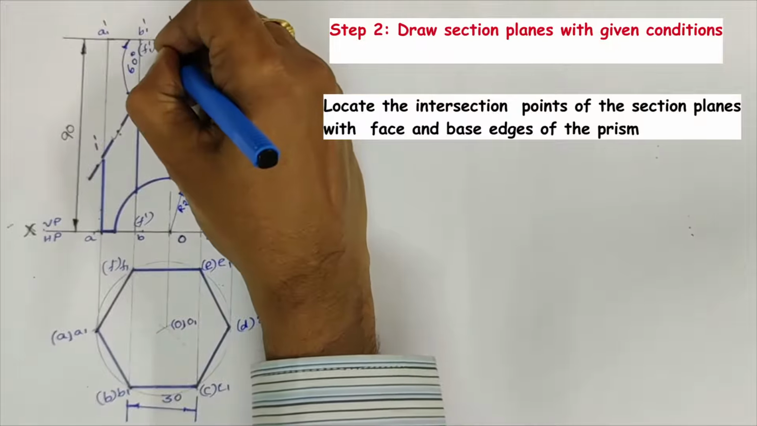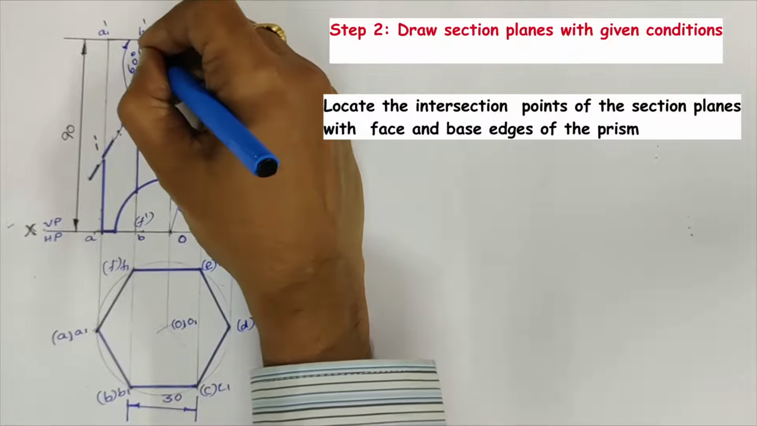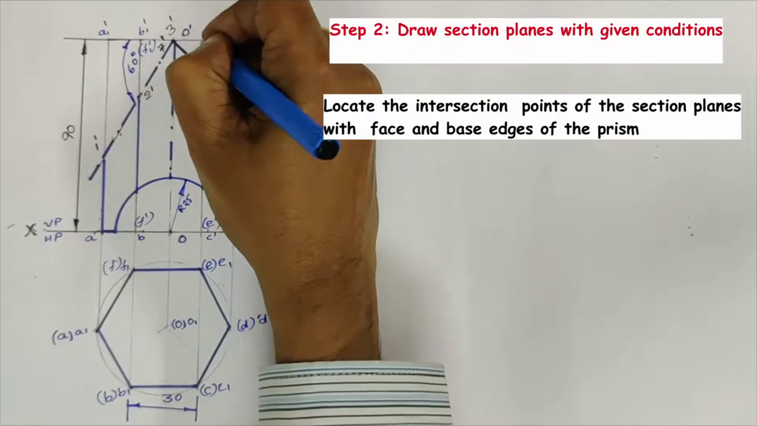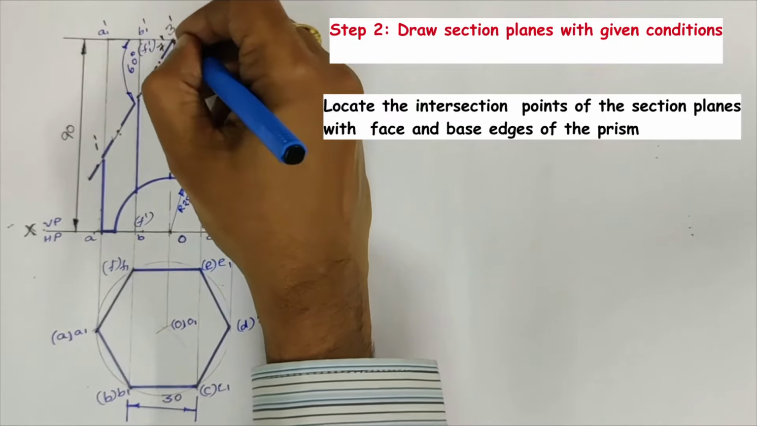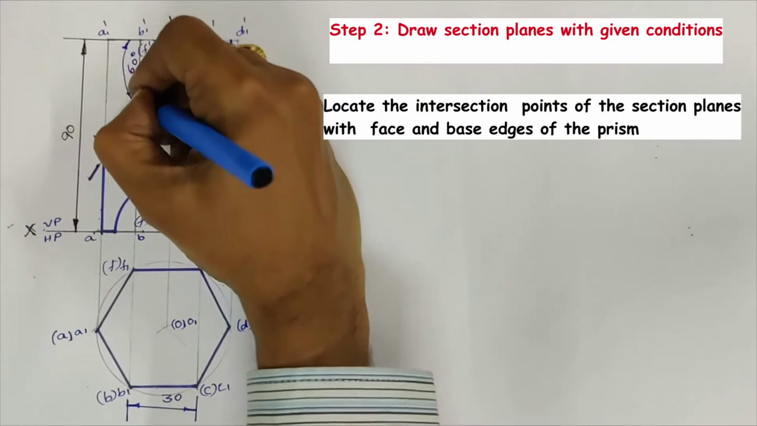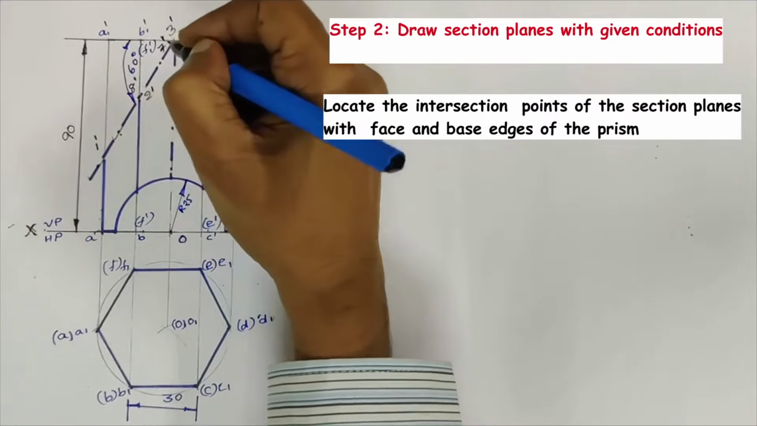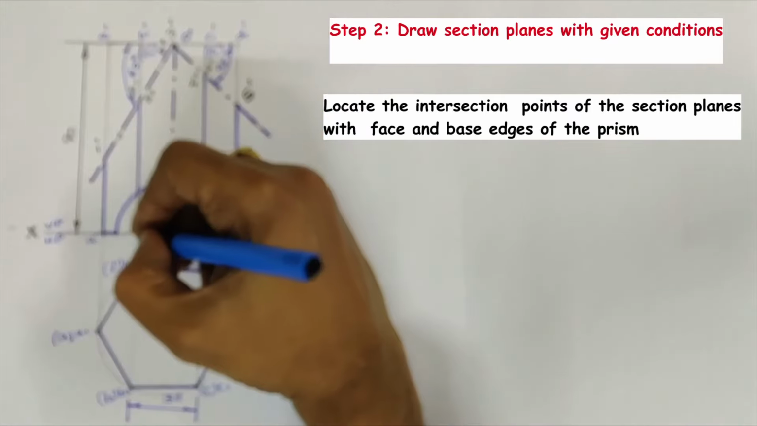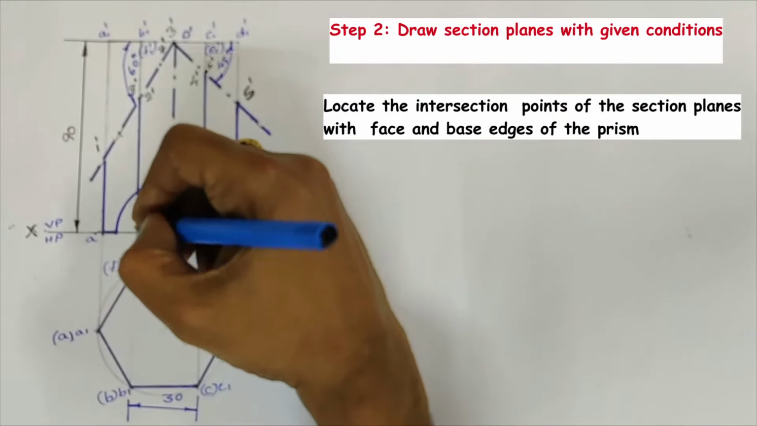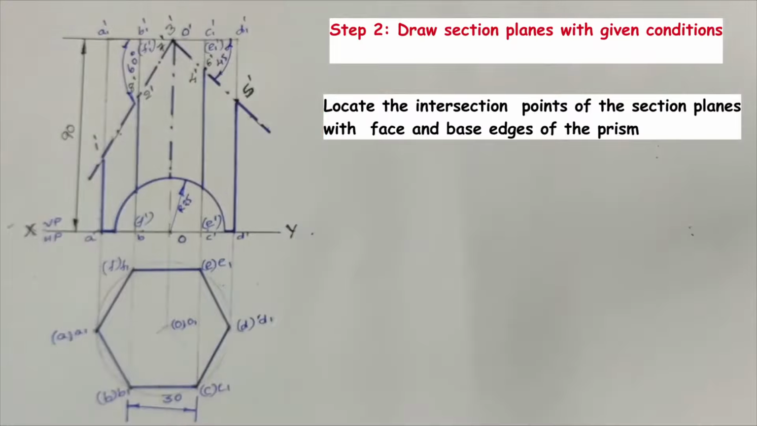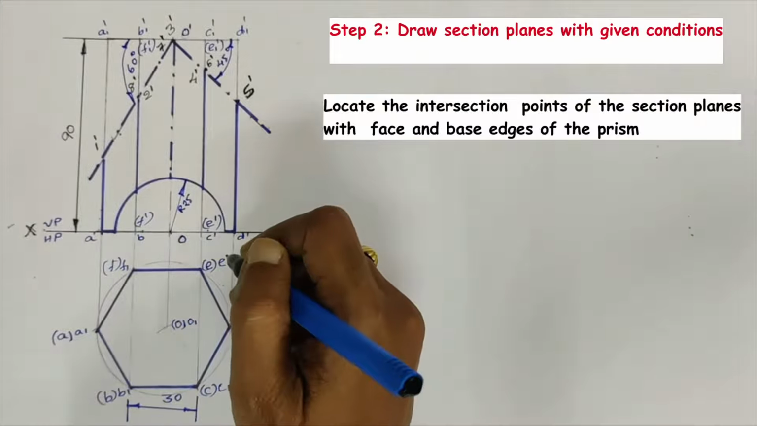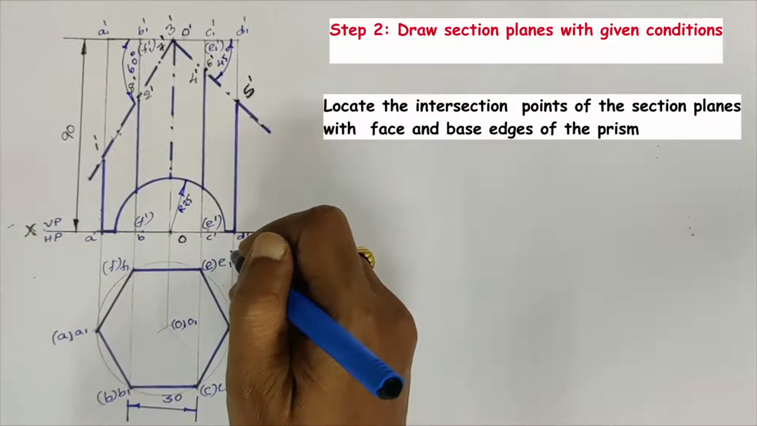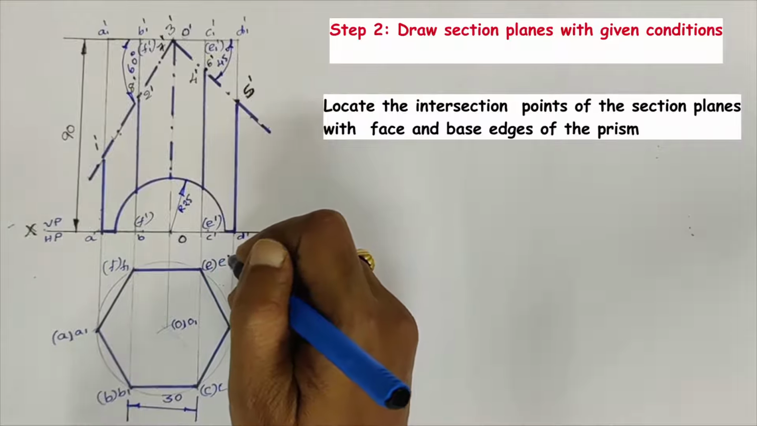7 dash is the intersection point of the base edge of the hexagonal prism, say E1 dash and F1 dash, with the section planes. 8 dash is the intersection point of the first section plane with the face edge of the hexagonal prism, say F dash as well as F1 dash. After that, locate the intersection points of the third section plane with the base edges as well as face edges of a hexagonal prism in front view.